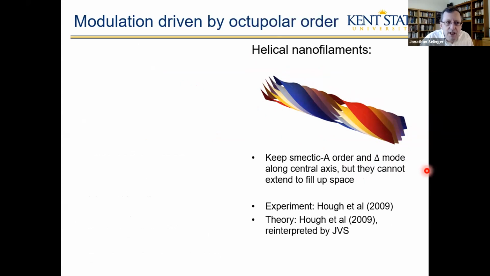What if you have a liquid crystal with intrinsic octopolar order so that it wants to have the delta mode? What can it do then? Well, that could make a different model for helical nanofilaments, a model more like the original model of the experimental group of Huff et al., where it has a delta mode right along the central axis, and then it has to mix in other stuff as you go away from the central axis.